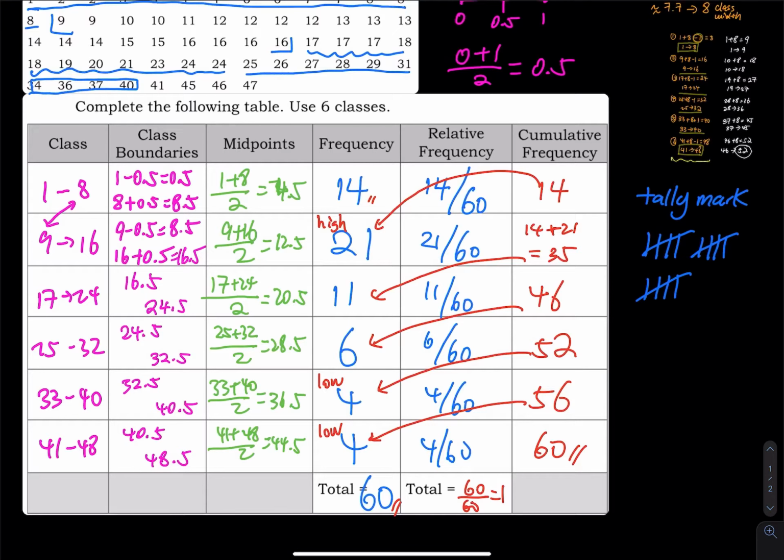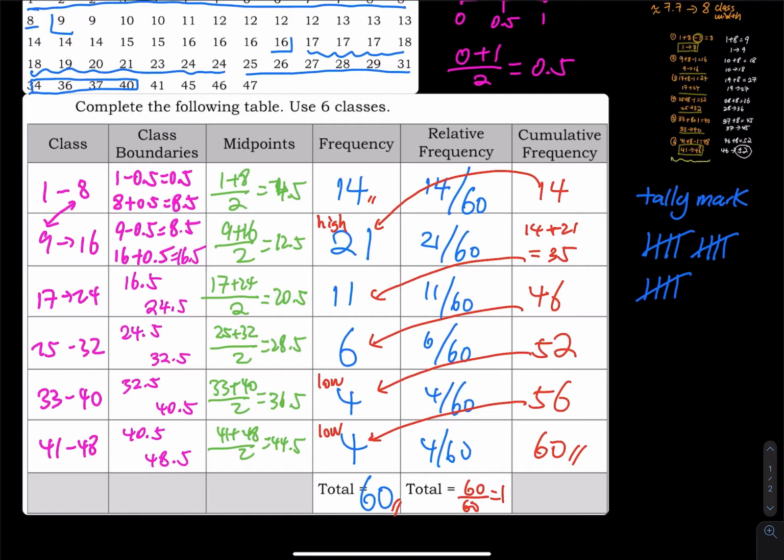So what is the benefit of doing this? Now, if I ask you a question, hey, most of the people travel how many miles to work every day? And then you look at this table, look at the highest frequency. You say, okay, 21 people traveled around 9 to 16 miles to work every day.